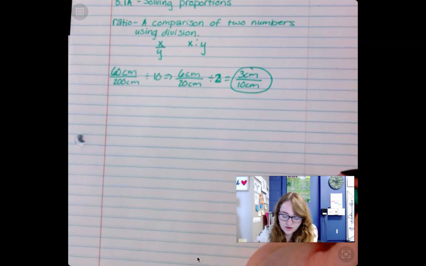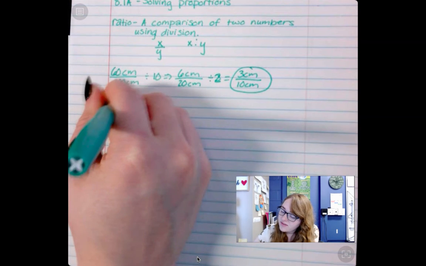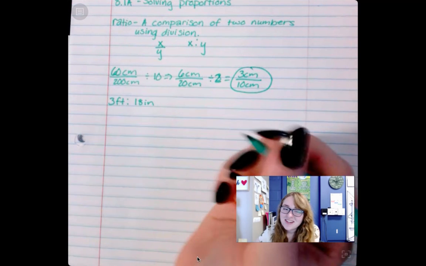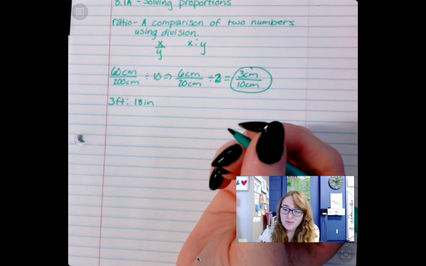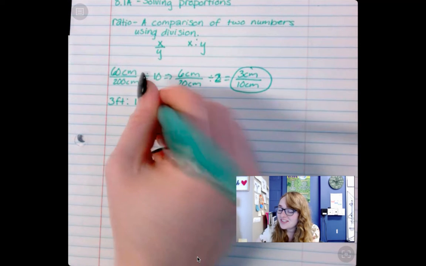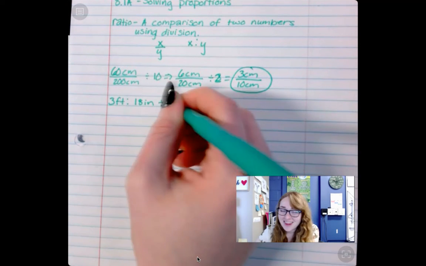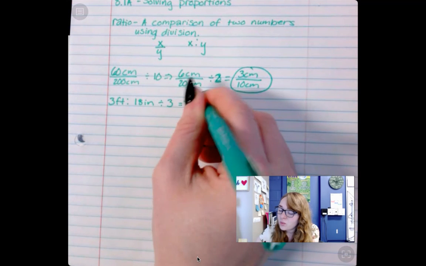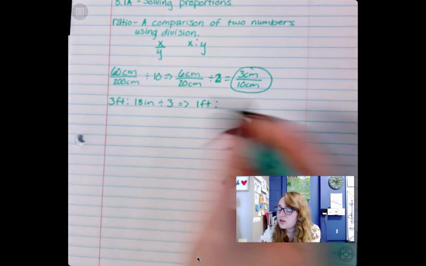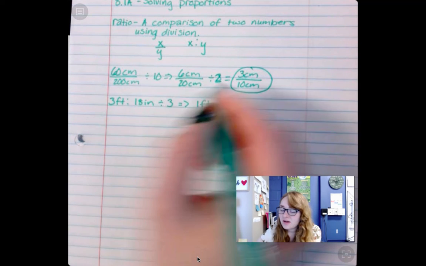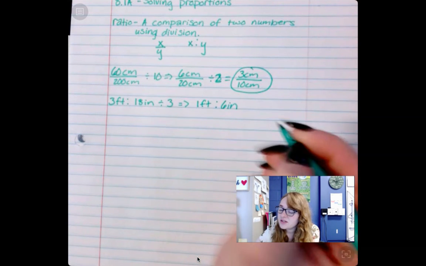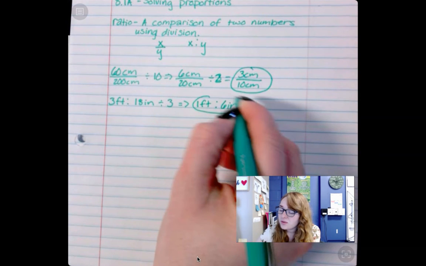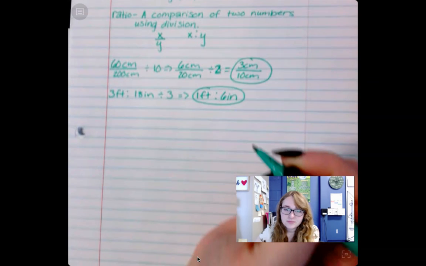Another example is we have 3 feet to 18 inches. Again, we want to simplify by that greatest common factor, which, like I spoiled for us earlier, was 3. 3 feet divided by 3 gives us 1 foot, and 18 inches divided by 3 gives us 6 inches. Since there are no common factors between 1 and 6, that is our most simplified ratio.